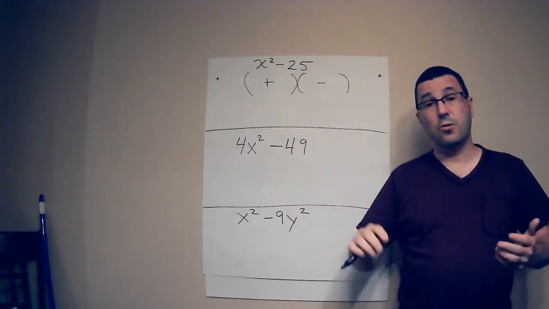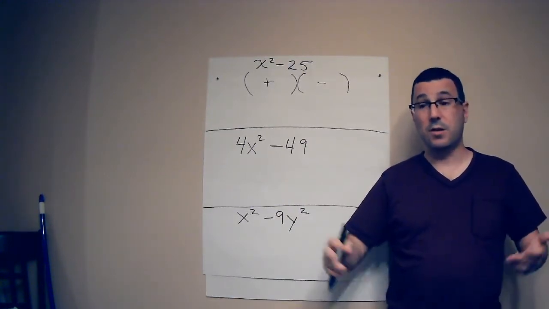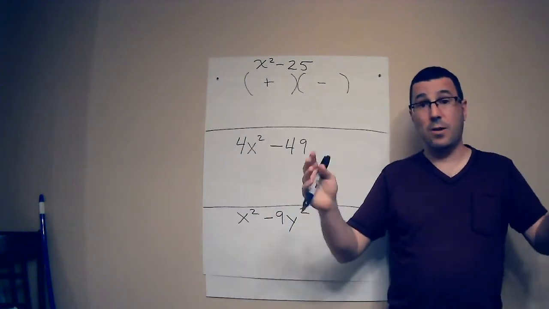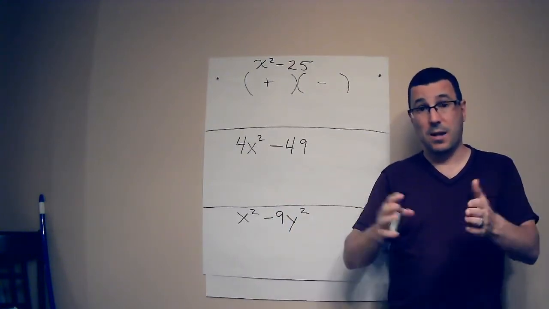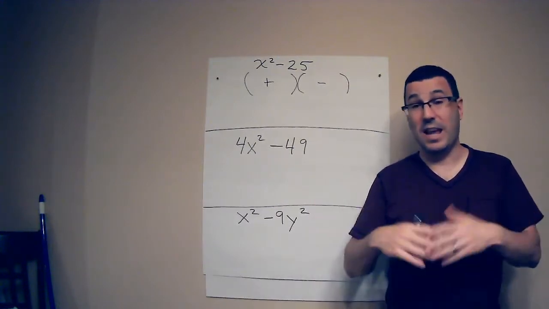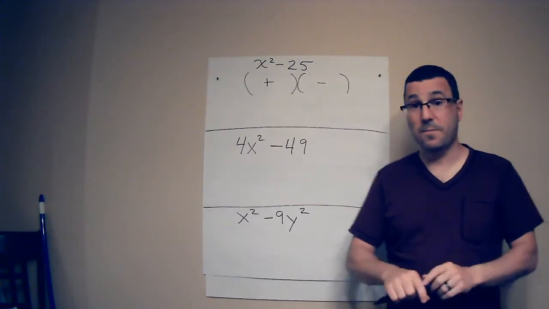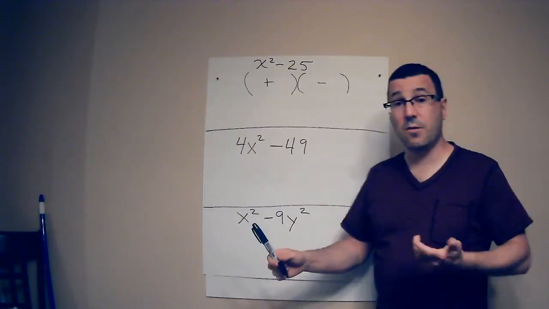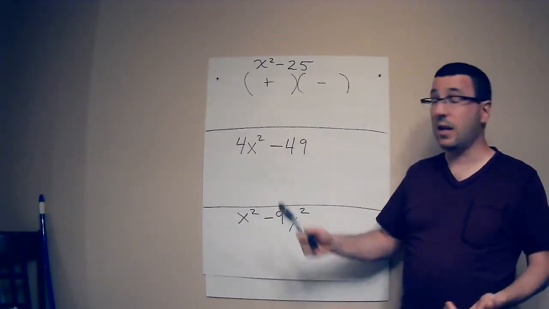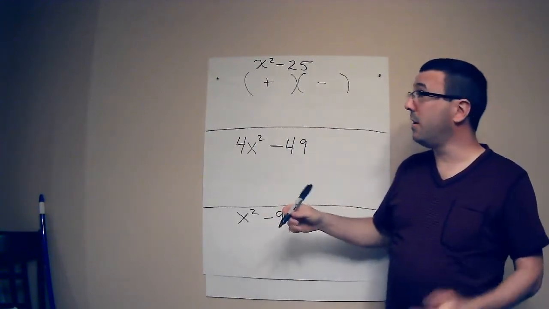So when we were doing multiplying polynomials, when I combine my outer and inner, if they're opposites, then I can just cancel them out, and then I have a difference of two perfect squares. So now that I have my parentheses set up, I have a plus, I have a minus, what do I do next?